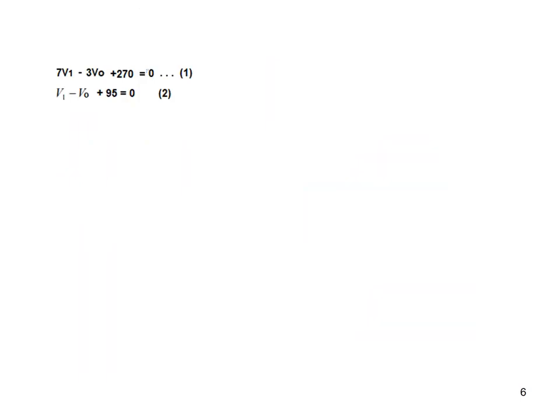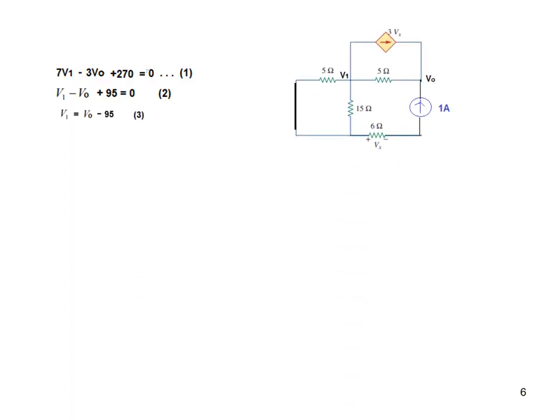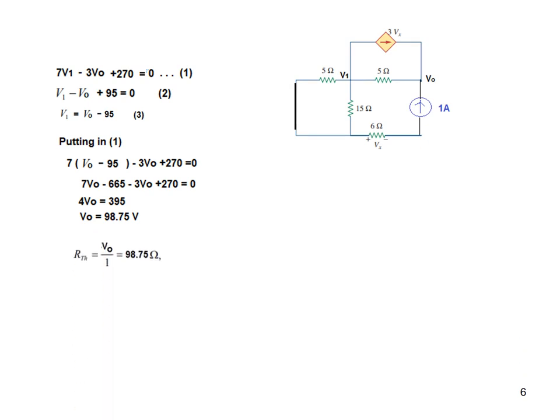Now let's solve these two equations. So from here we write V1 is V0 minus 95, and we plug it into the first one. So putting in equation 1 and then solving, V0 is 98.75. So we have found V0. Now we can find R Thevenin by this formula, V0 over 1 ampere. That means it is 98.75 ohm.